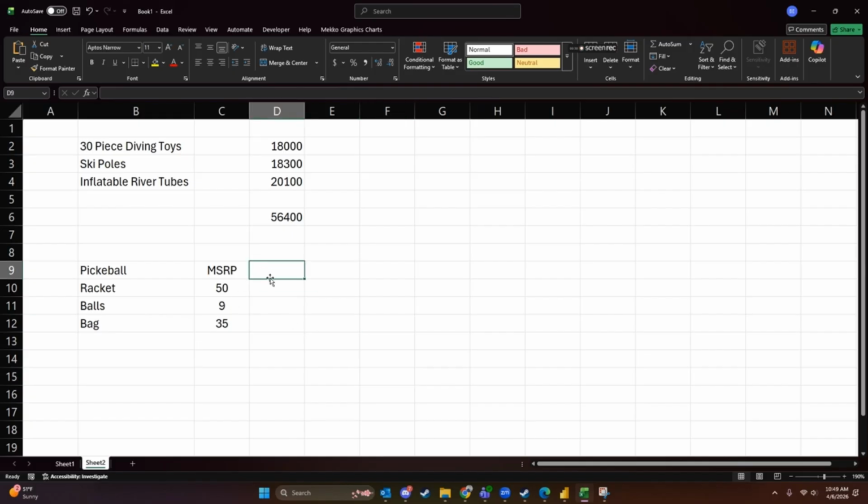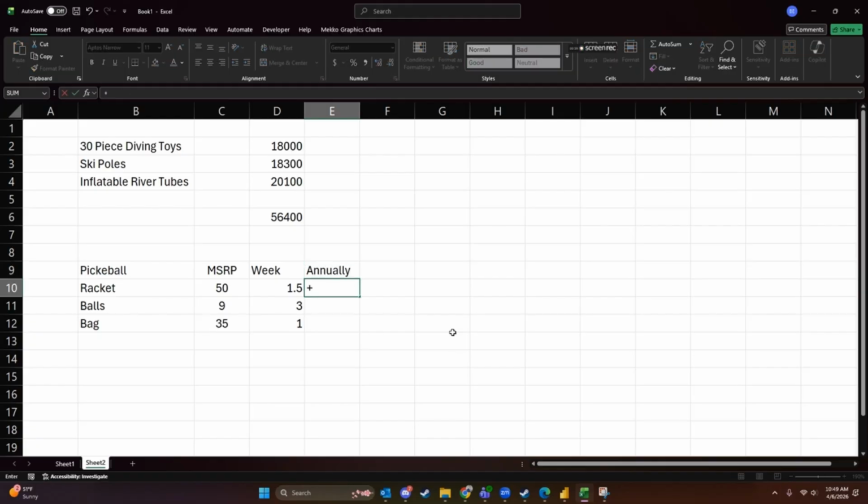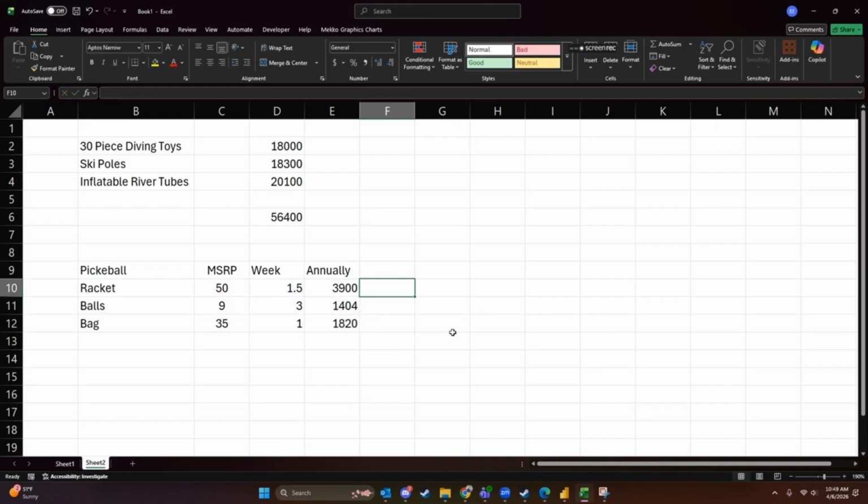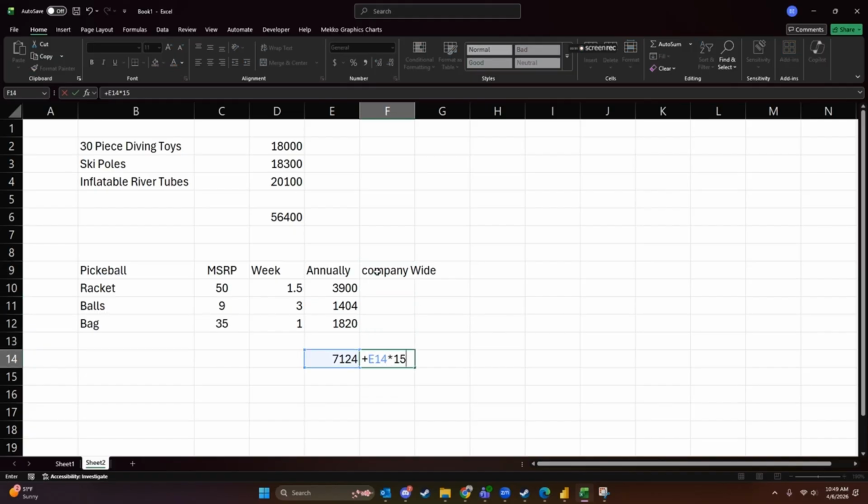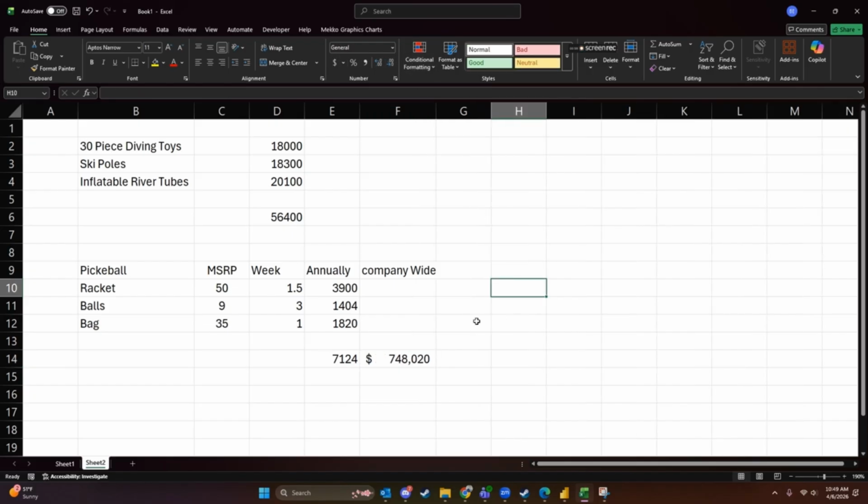And again, on a per week sale basis, I think we can do 1.5 rackets and 3 of the balls, and then 1 bag. So annually, that means this times 52. That's our annual total. And then company-wide, it would be this number times 105 stores. Okay, so now what have I done?